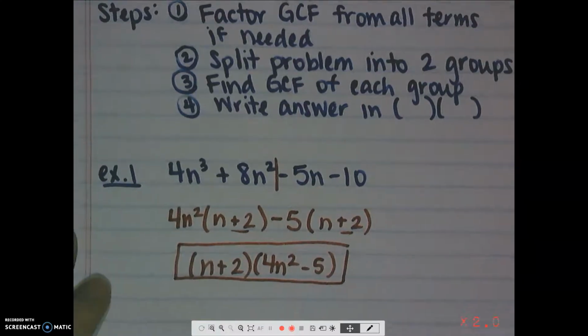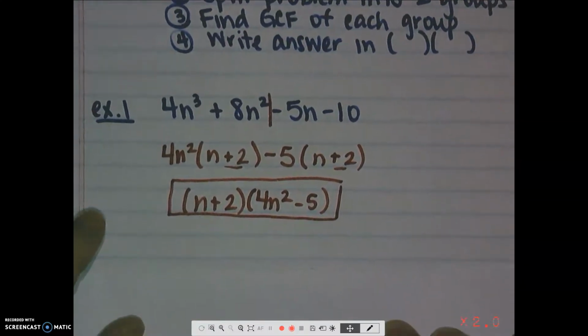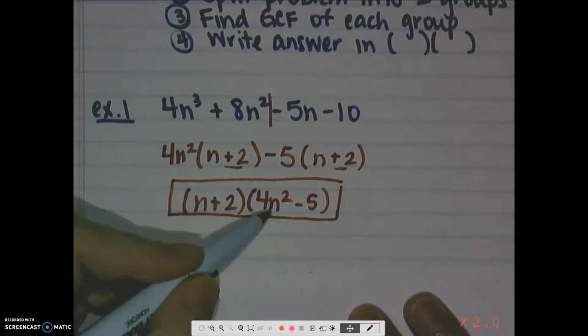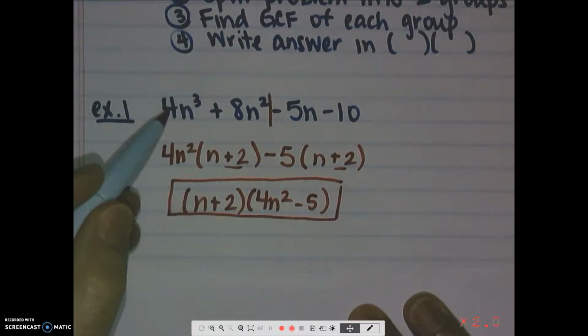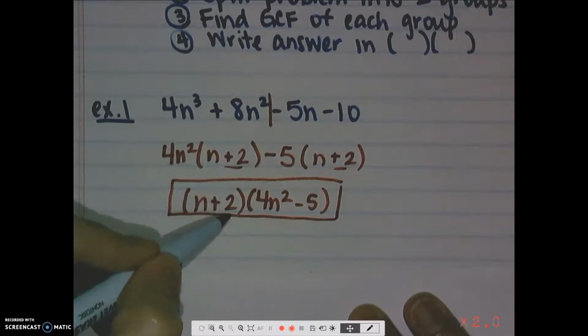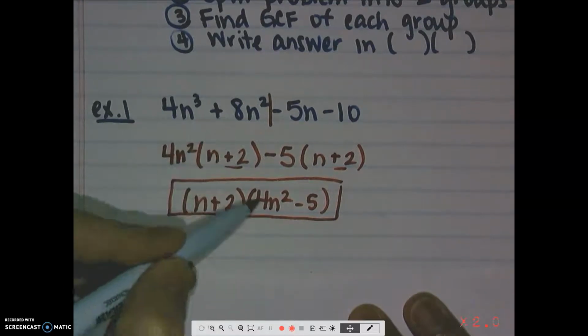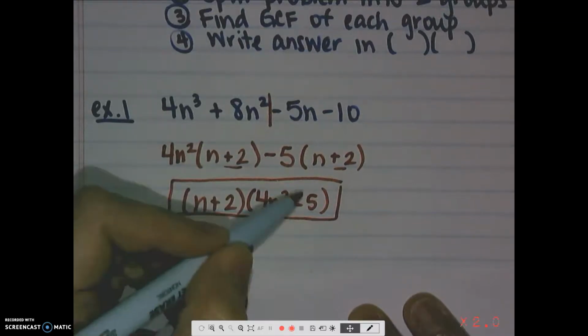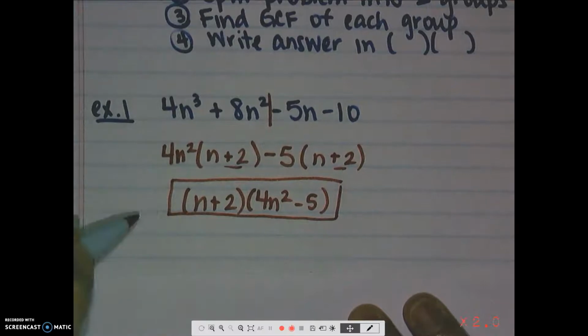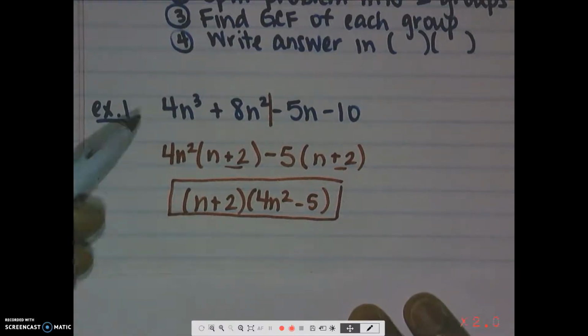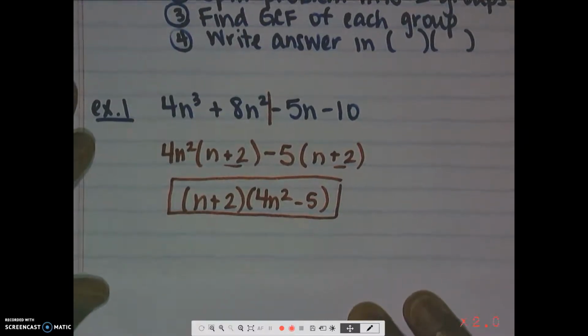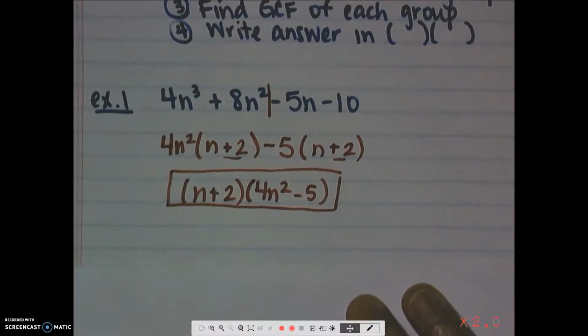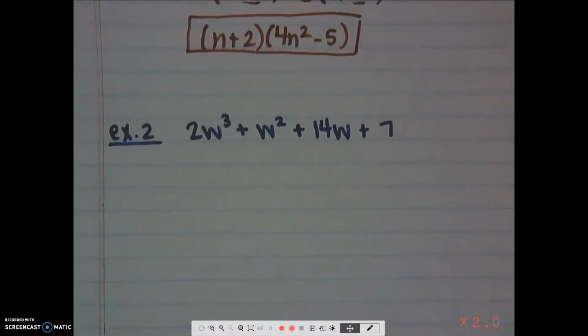And just like we've been doing, you can also check your answer by multiplying it together. So 4n squared times n is 4n cubed. 4n squared times 2 is 8n squared. N times negative 5 is negative 5n, and 2 times negative 5 is negative 10. So you can multiply them in whatever order you want. Okay, as long as you have all 4 of those terms, you're good to go. All right, let's take a look at another one.